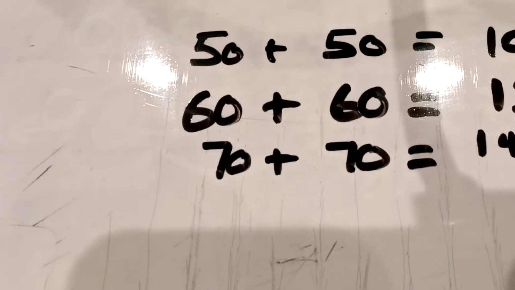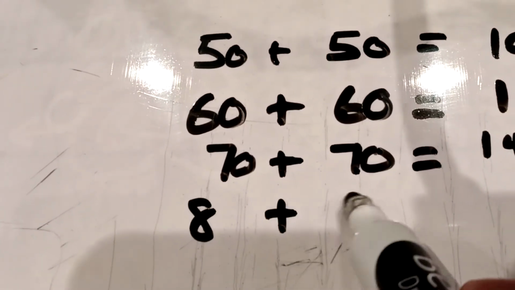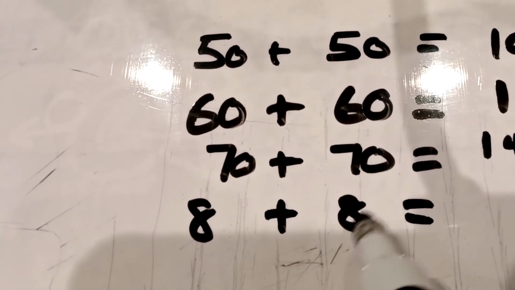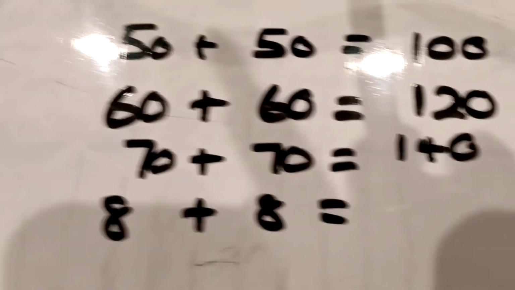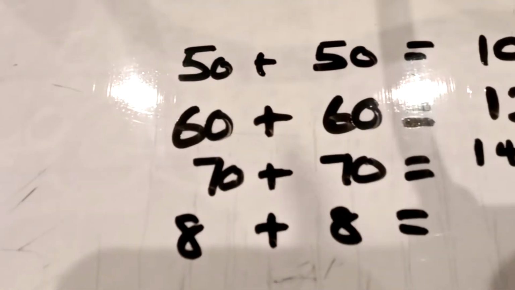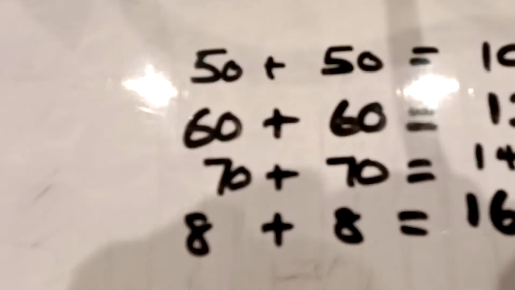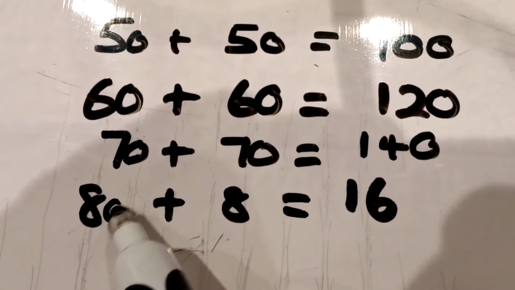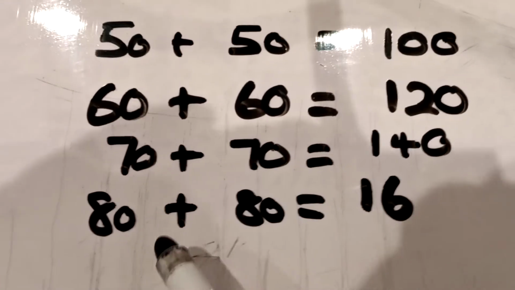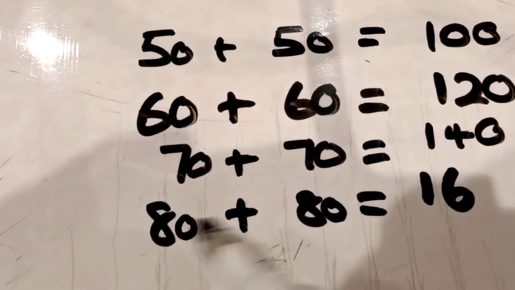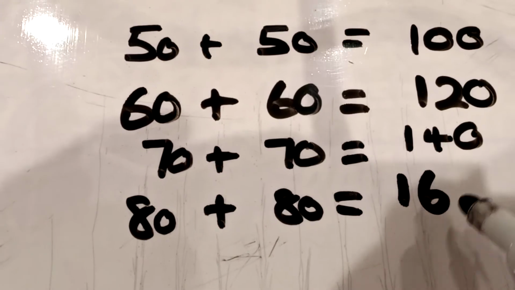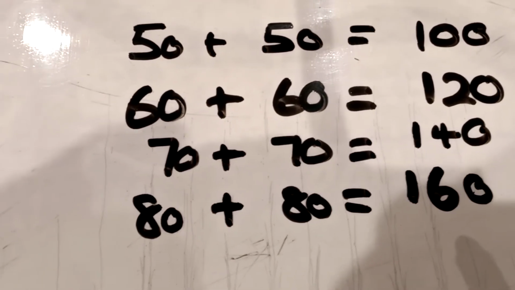Right, guys, so 5 add 5, 6 add 6, 7 add 7. What would 8 add 8 be? 8 add 8 is 16. Well done. And if I was going to make it 10 times bigger, what would 80 add 80 be? 8 add 8 is 16, so 80 add 80, I know, it's 10 times bigger, 160.